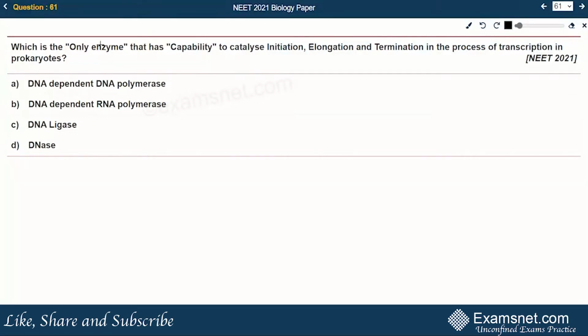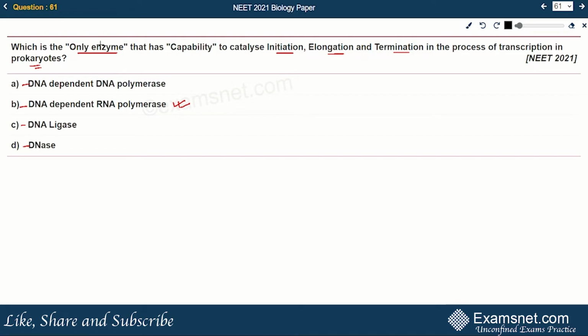Question number 61 is from the chapter Molecular Basis of Inheritance, class 12. The question is, which is the only enzyme that has the capability to catalyze initiation, elongation, and termination in the process of transcription in prokaryotes? The options are DNA-dependent DNA polymerase, DNA-dependent RNA polymerase, DNA ligase, and DNase. The correct option out of the given four is option B, that is DNA-dependent RNA polymerase.